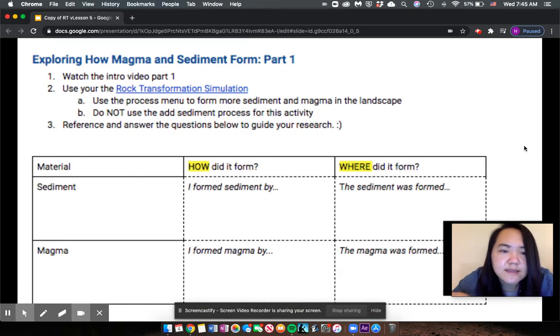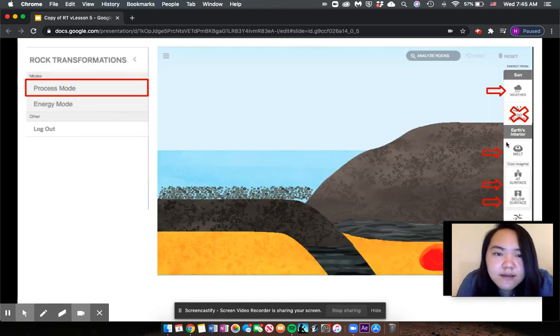And so you're going to look at the sim on your own today, and there are 4 questions to keep in mind for this first part. How did sediment form? How did magma form? And where did sediment form? And where did magma form? Like, where in the sim did you see it happening?